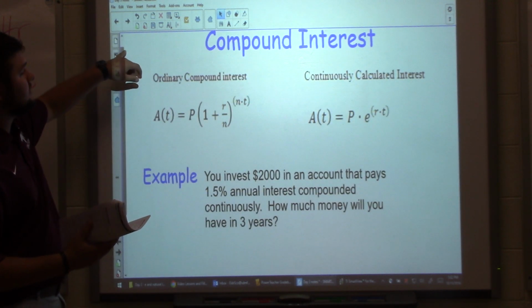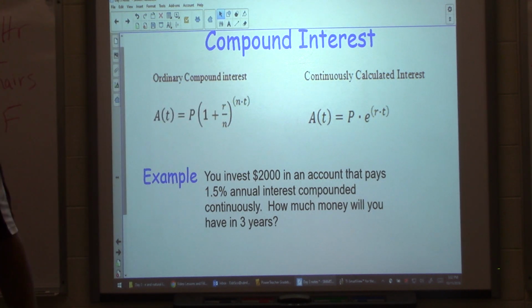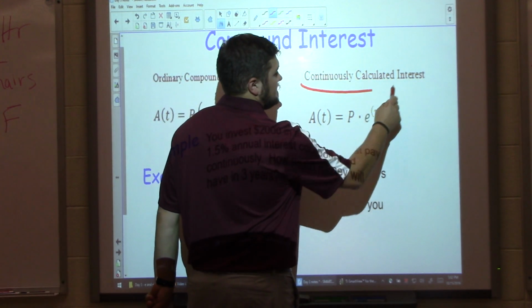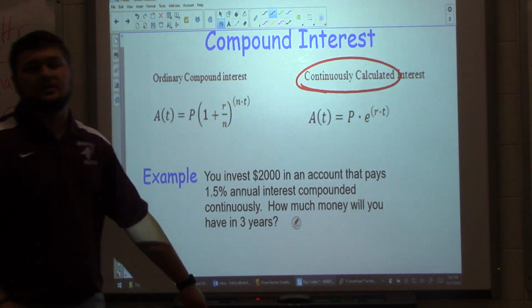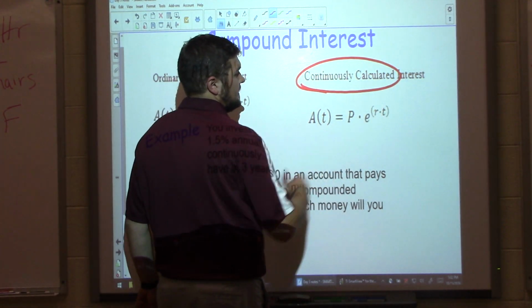Alright, then compound interest. So last unit we talked about compound interest. We used this formula, A equals P times 1 plus r over n to the n times t power. Awesome. If it says compounded continuously, we have a new formula. A equals P times e to the rt power.